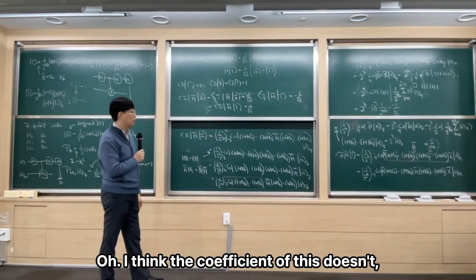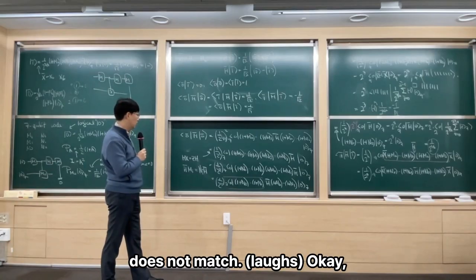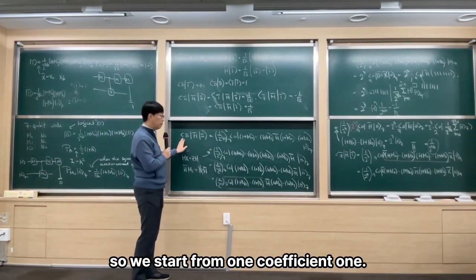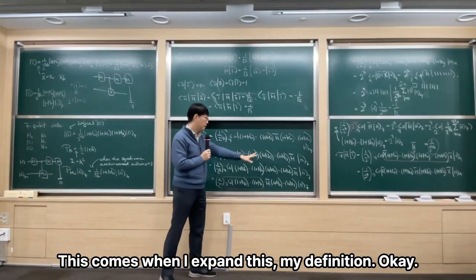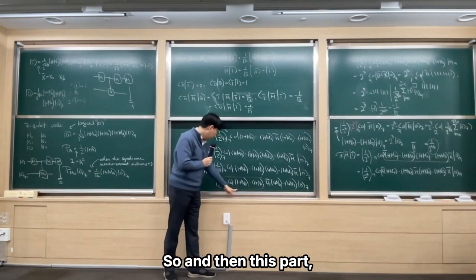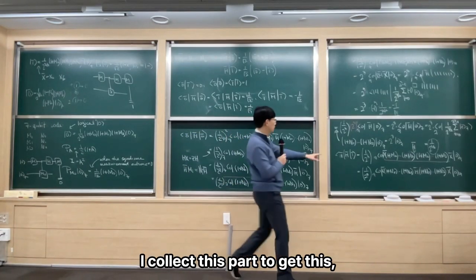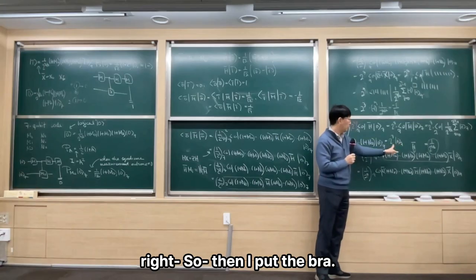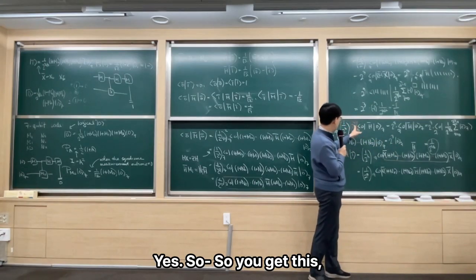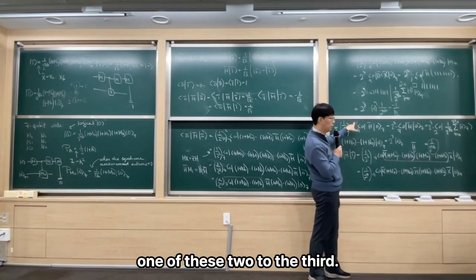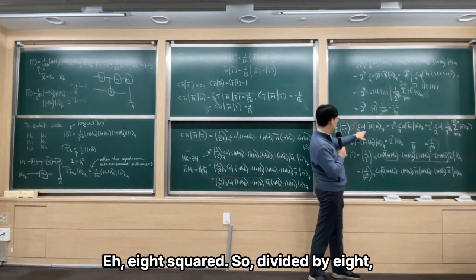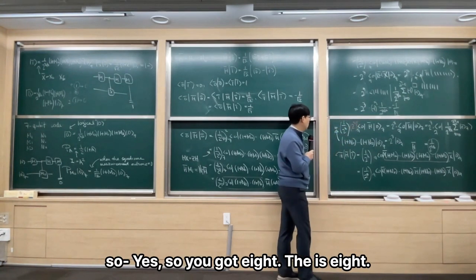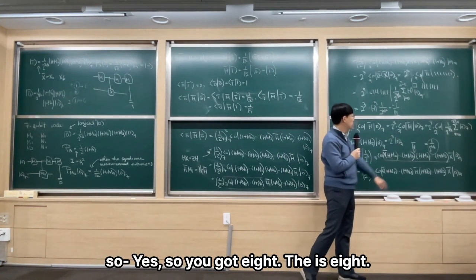I think the question does not match. Okay, so we start from coefficient 1. This comes when I expand this by definition. Okay. So and then this part, I collapse this part to get this. Right? So and I took the bra. Yes. So we get this one of these 2 to the third. You got the coefficient 8. Yes. No, actually 8 squared. 8 squared. So divided by 8. So yes. So we got 8. Conclusion is 8. Yes. So yeah.